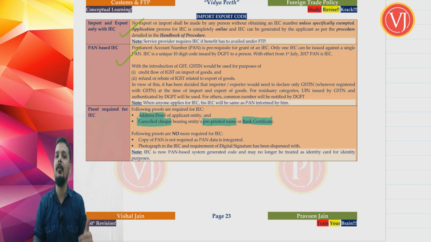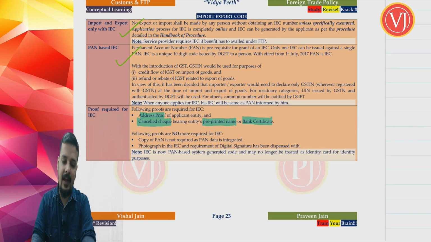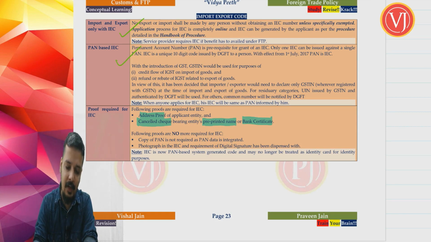Why at the time of import? Because you want to take the credit of your IGST element of customs duty. Why at the time of export? Because you would like to go for refund under your GST. So that is the reason why you have to mention your GST number at the time of import and export of goods. And friends, if you don't have your GST number, certain categories will have their unique identification number.